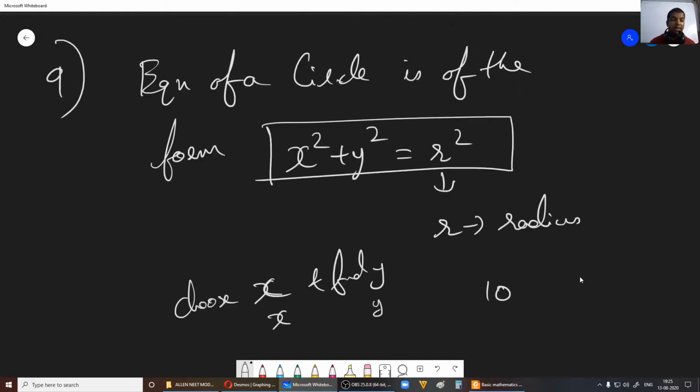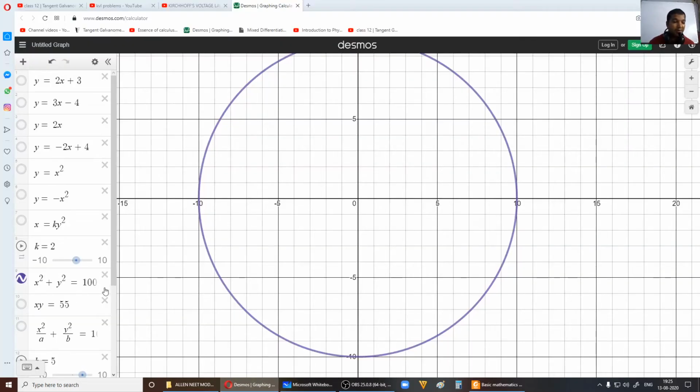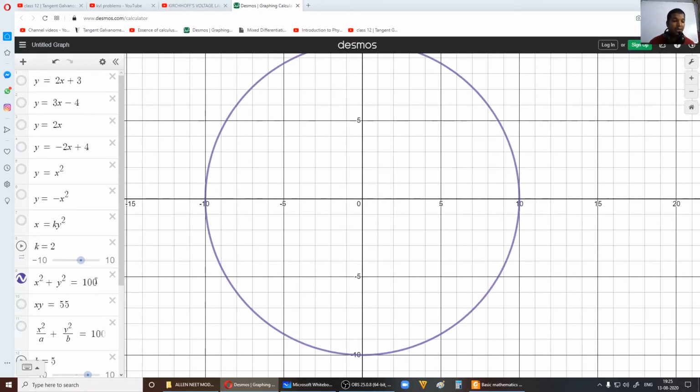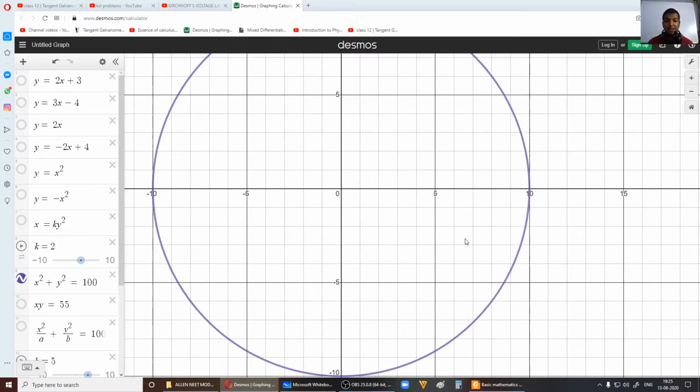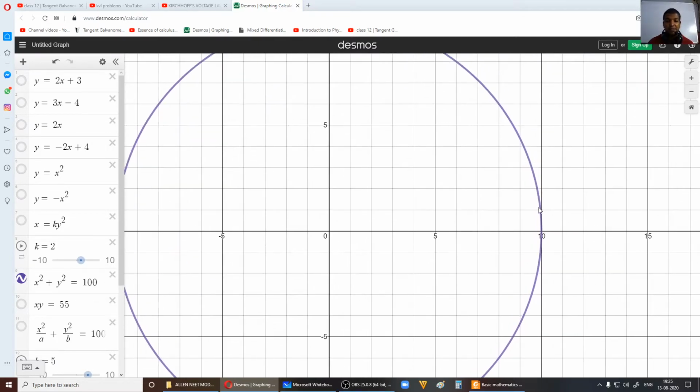This is important. x square plus y square is equal to r square. You can clearly see here, I have taken x square plus y square is equal to 100. 100 you can also write as 10 square. See what is the radius now? You can clearly see that the radius is 10 units. Fine, so this is the equation of a circle.